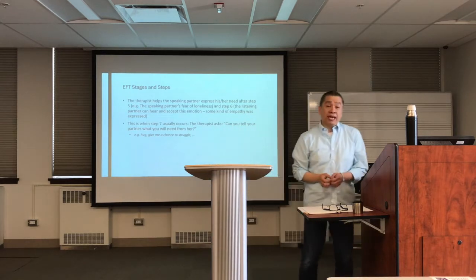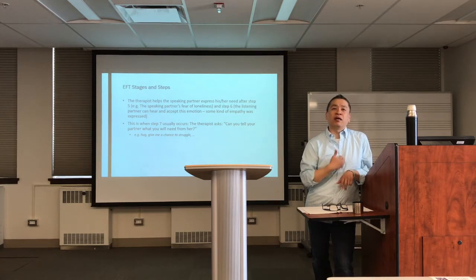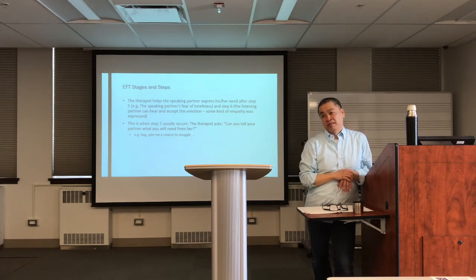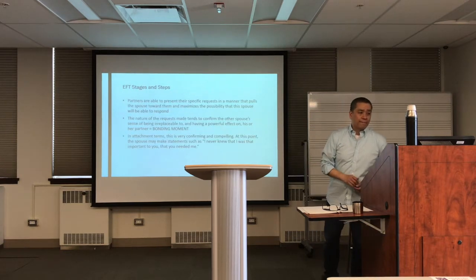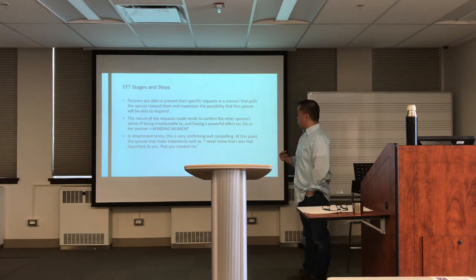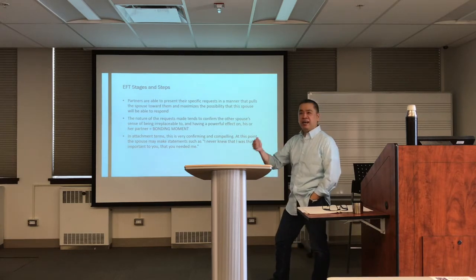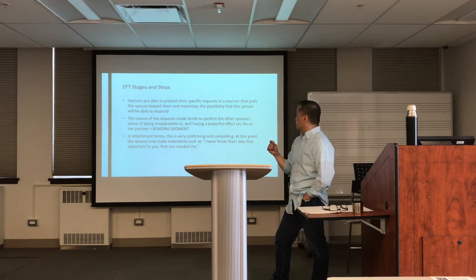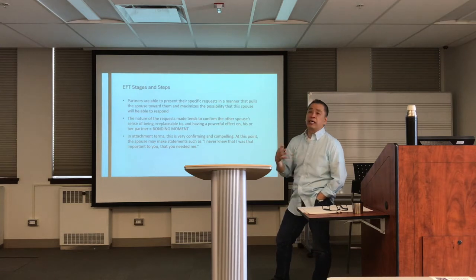Because ultimately, the actual behavior is less important to me. Like the hugging, holding hands, doesn't really matter. But as long as they themselves feel like you understand my hurt and you're willing to be there for my hurt, now I can trust. So the expression of this is just a way for us to play that out, right? At this point, partners are able to present their specific requests in a manner that pulls the spouse towards them. Right? Give me the hug. I need the hug. I just need you to hold me right now. Right? So that way we can maximize the possibility that this person will be responding.